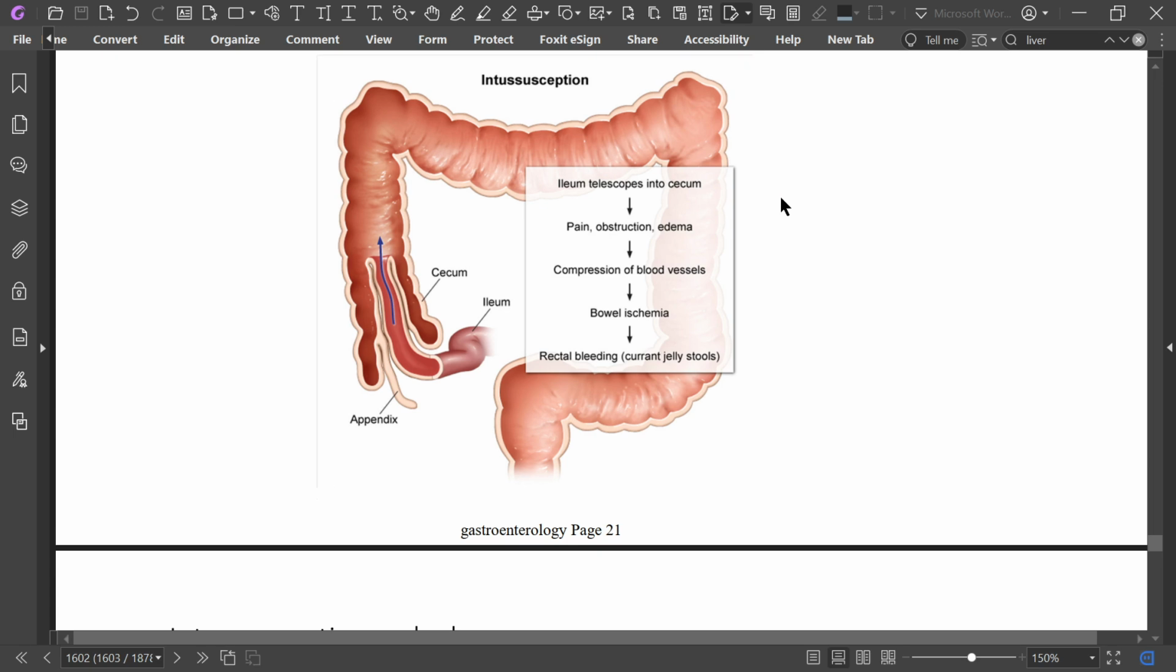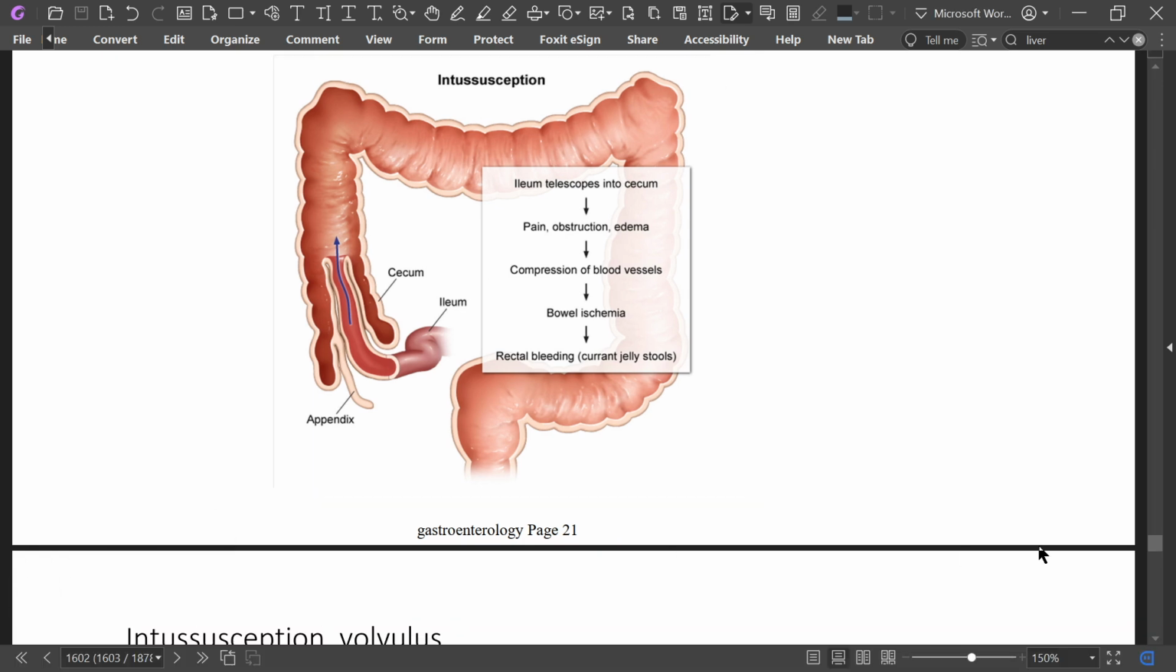I would like to discuss intussusception. What happens in intussusception? In intussusception, there is telescoping of one part of the colon into another. That means the ileum telescopes into the cecum.